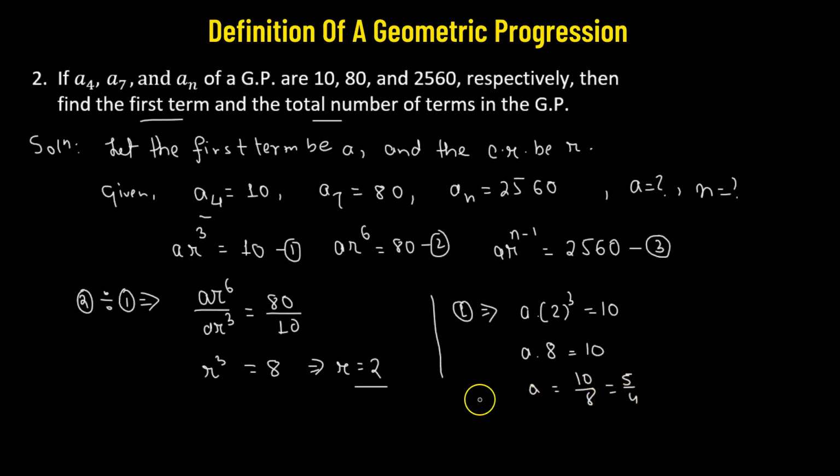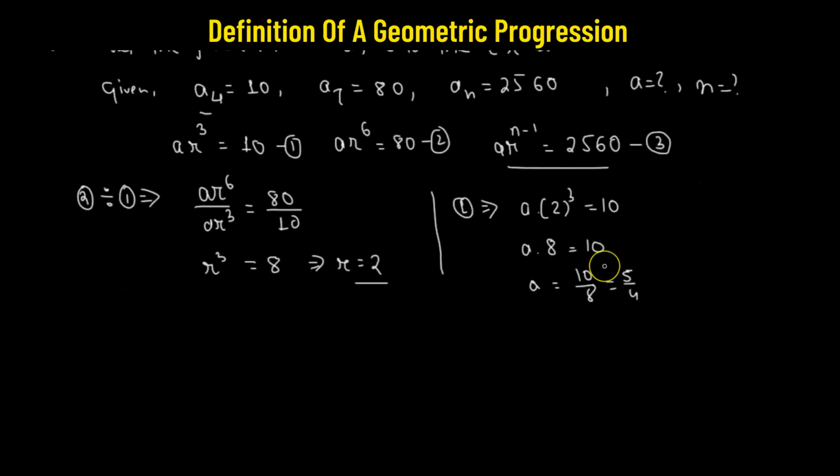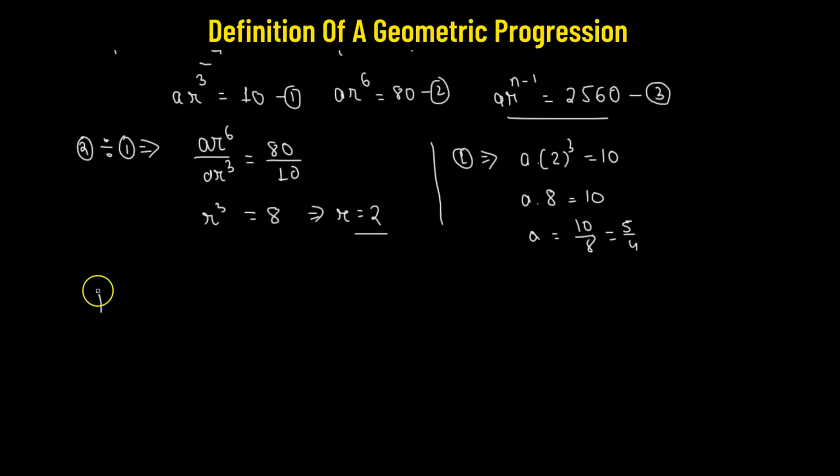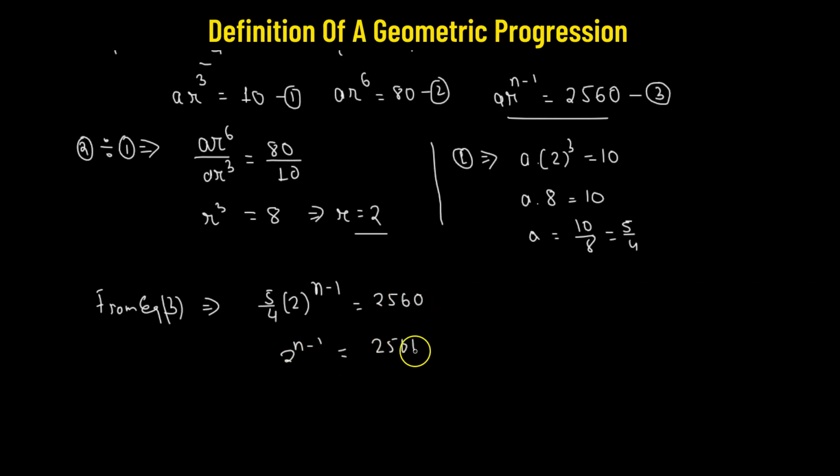Now that we have our first term as well as the common ratio, we can easily obtain the value of n, that is the number of terms, using equation number 3. So let's do that. From equation number 3, let's put in the values. We have a, which is 5 over 4, multiplied by the common ratio 2 raised to the power of n minus 1, equals 2560. So 2 raised to the power of n minus 1 will be equal to 2560 times 4 divided by 5.